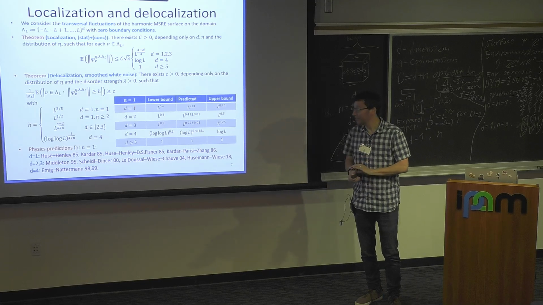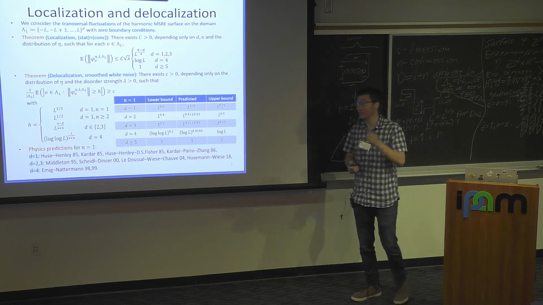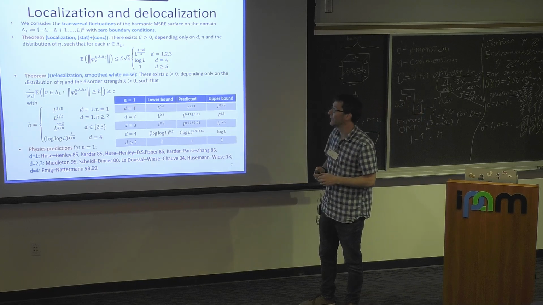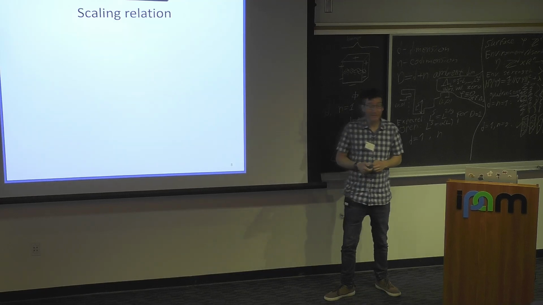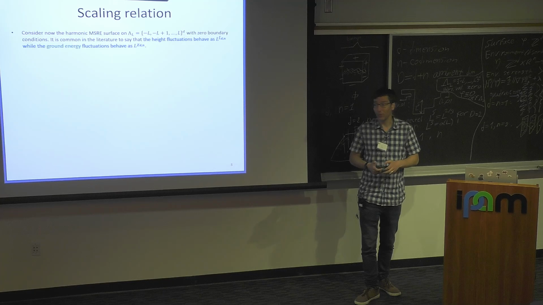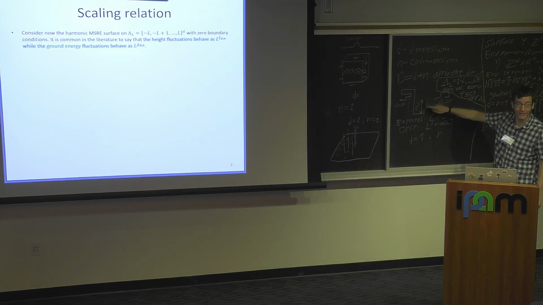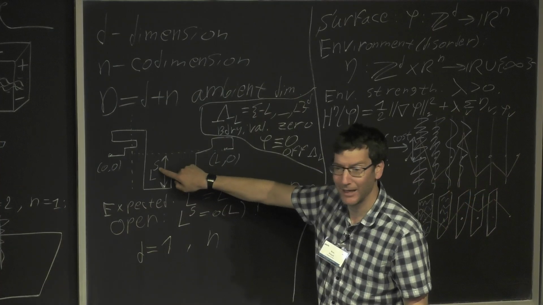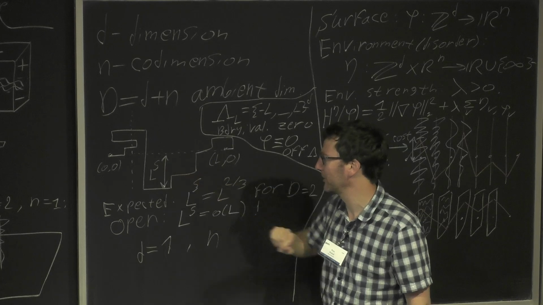Okay, and then we have a second set of results. This was one set of results on the height fluctuation. A second set of results concerns the so-called scaling relation. What is the scaling relation? So I already introduced one exponent. I said that the fluctuations should happen to a power xi, L to the xi. That's a notation for the amount of fluctuations.